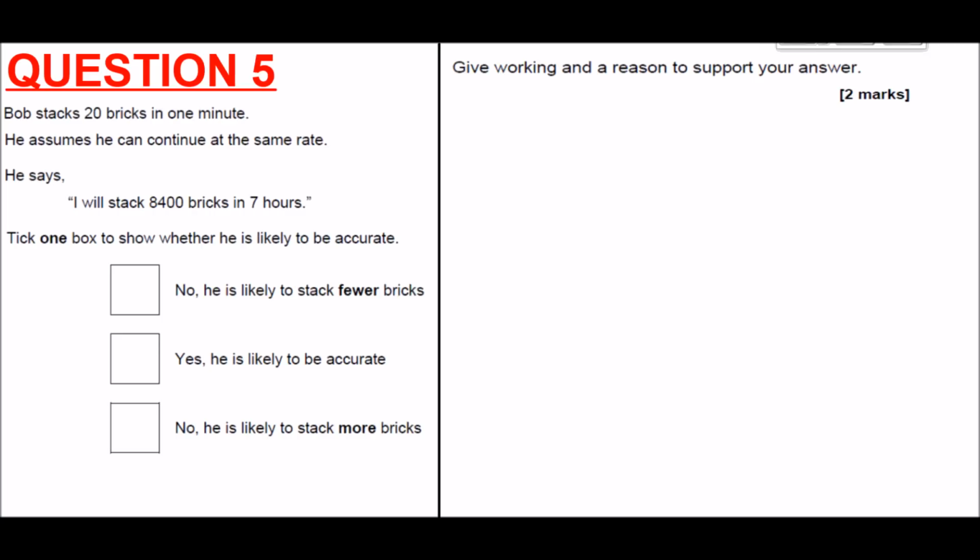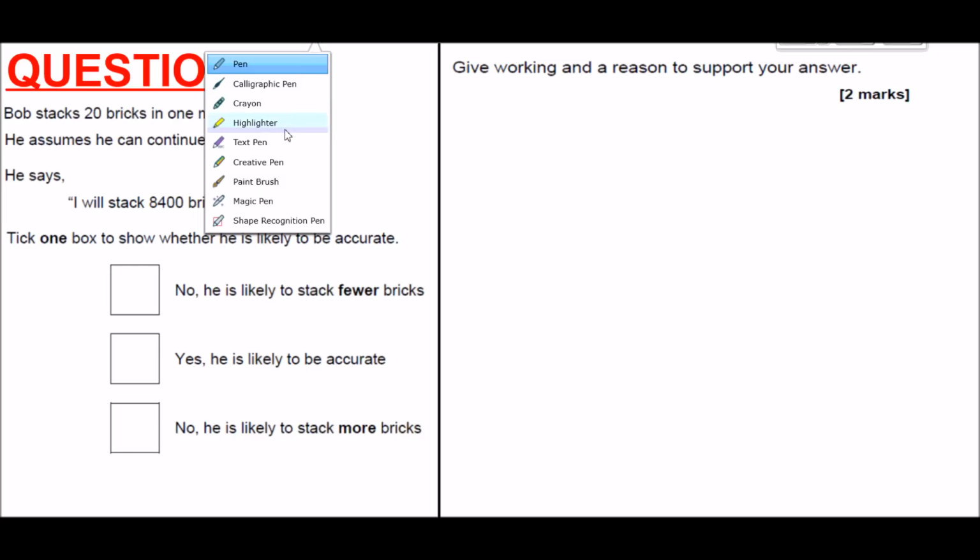Question 5, we're having a look at Bobby stacking bricks, or Bob as he may prefer to be known. So he stacks 20 bricks in 1 minute. So the key word here is he assumes.